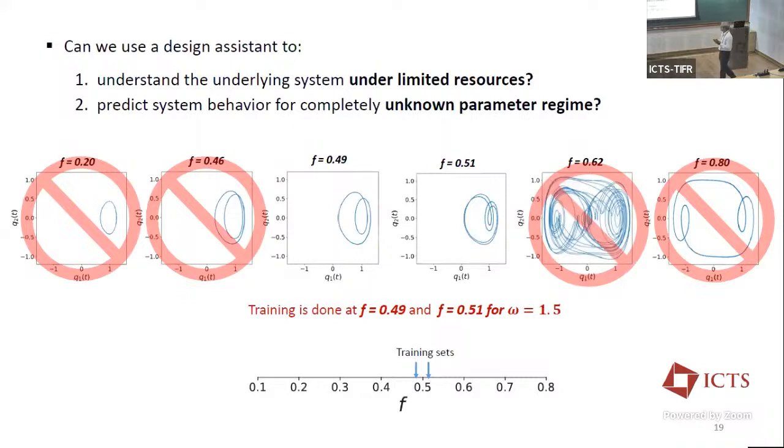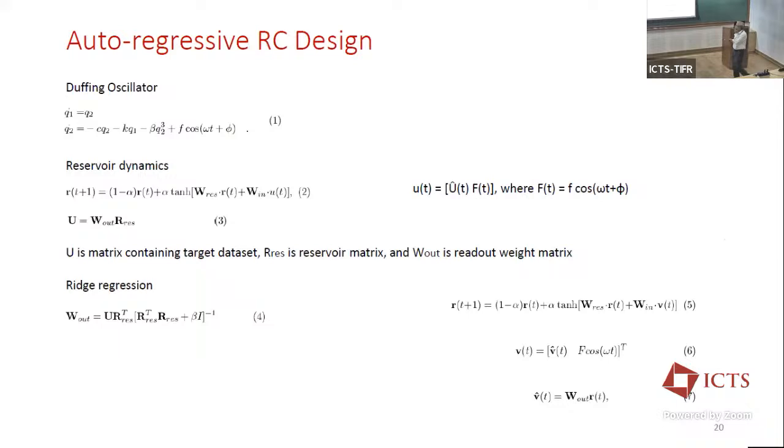Our objective is that if I train the system for a minimal set of parameters, it can be one or two. So if I train it at 0.49 and 0.51 here, can I predict the other states of the system? I use the auto-regression reservoir design. This is my oscillator, this is the reservoir dynamics, and I optimize the W_out with this regression. Once that is done, I can replace this equation 2 by 5 and use it for the next round of prediction.